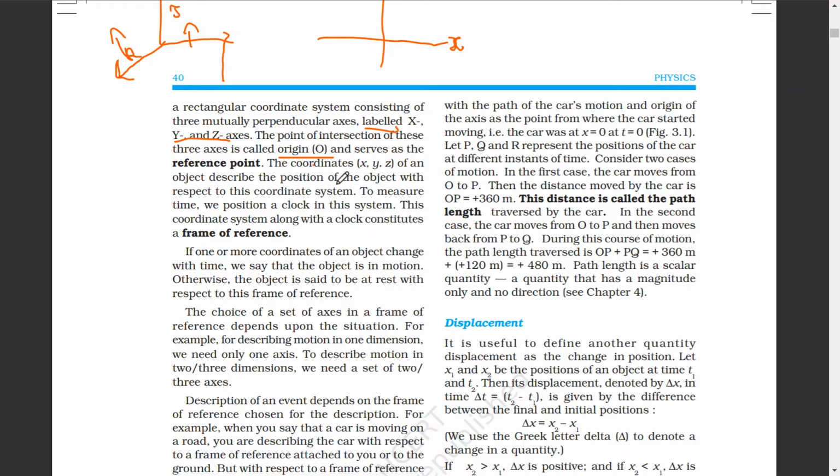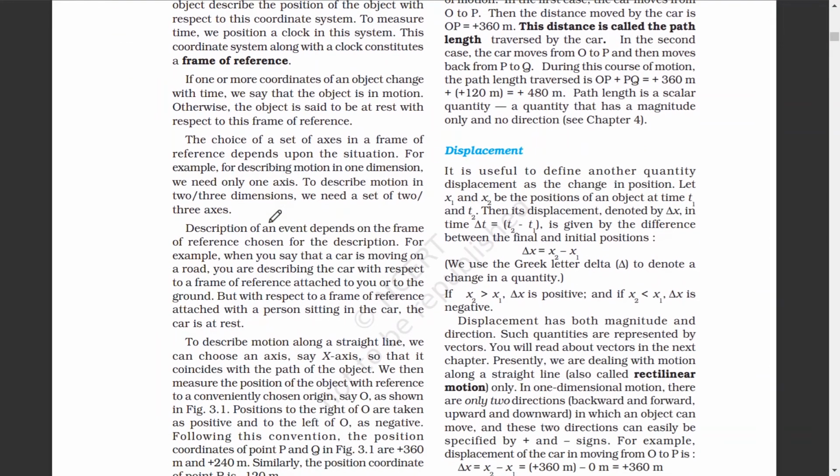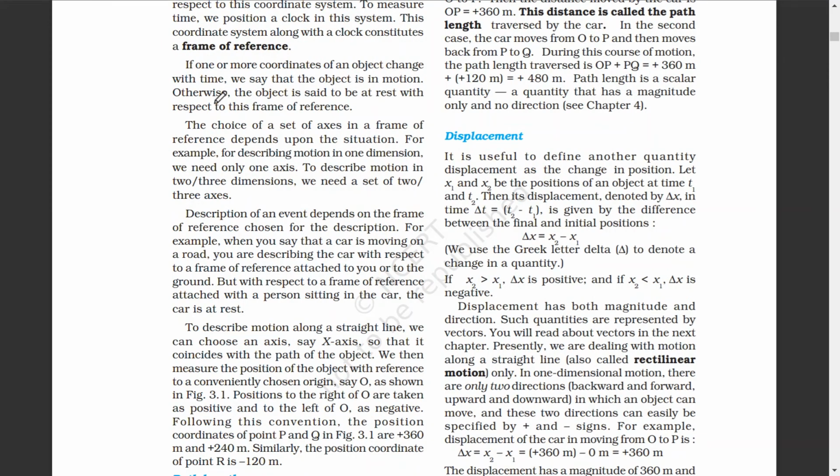The coordinates x, y, z describe the position of the object with time with respect to the coordinate system. To measure time, we position a clock in this system. This coordinate system with a clock constitutes a frame of reference. When one or more coordinates of an object change with time, we say that the object is in motion. Otherwise, the object is said to be at rest with respect to this frame of reference.